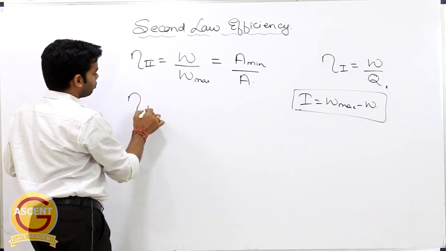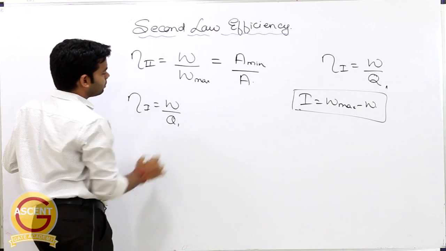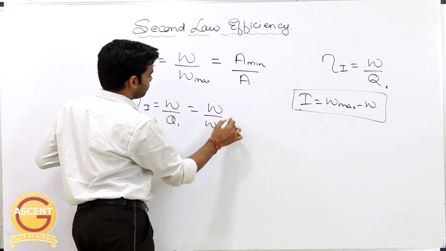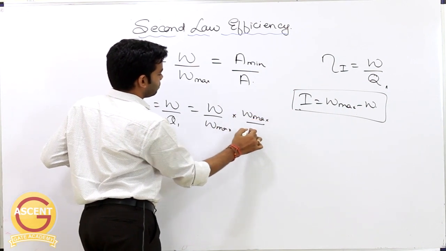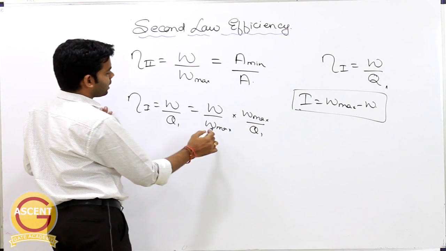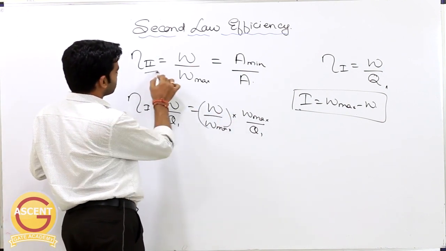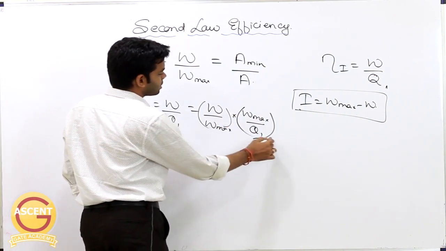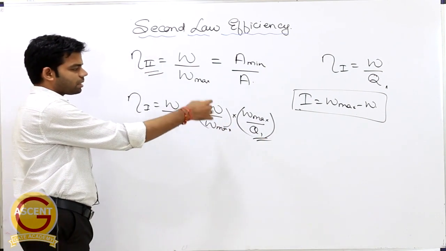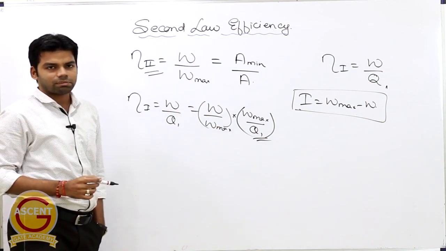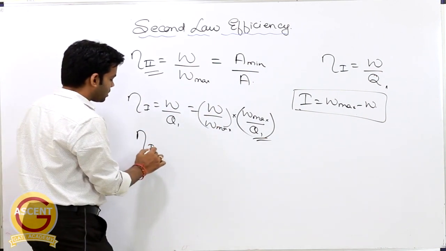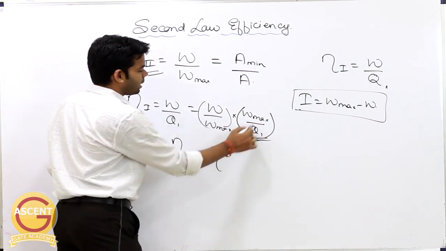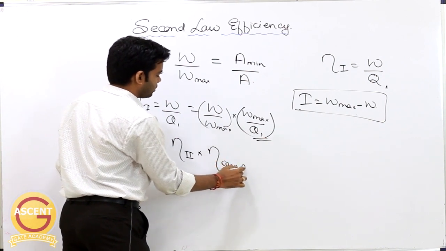This first law efficiency, as I told you, is W by Q1. Getting this? Now if I divide it by W max, I will get W by W max into W max by Q1. W by W max is nothing but this second law efficiency. And what is this W max by Q1? This is nothing but Carnot efficiency, maximum work delivered divided by Q1. So this first law efficiency can be written as W by W max, which is second law efficiency, into W max by Q1, which is Carnot efficiency.